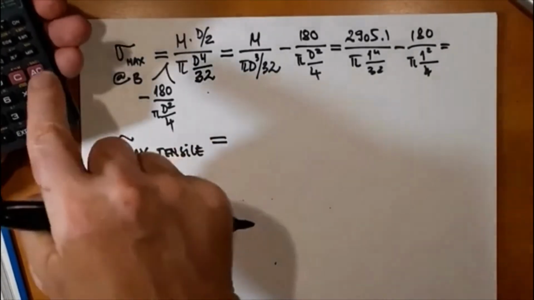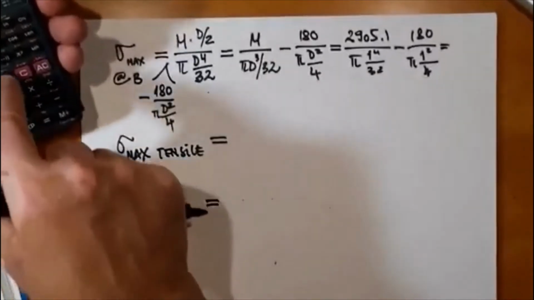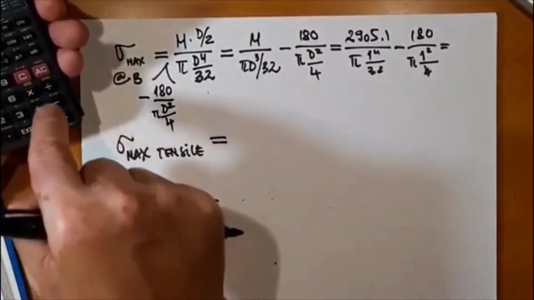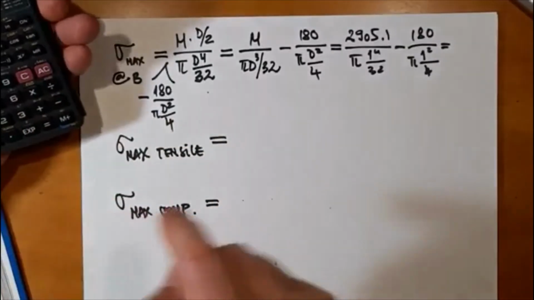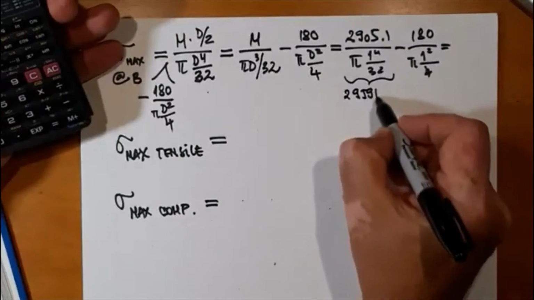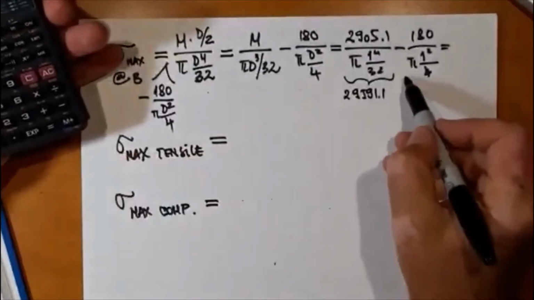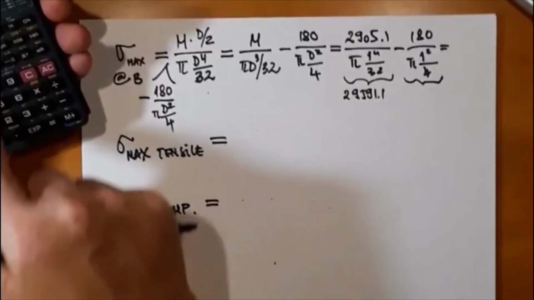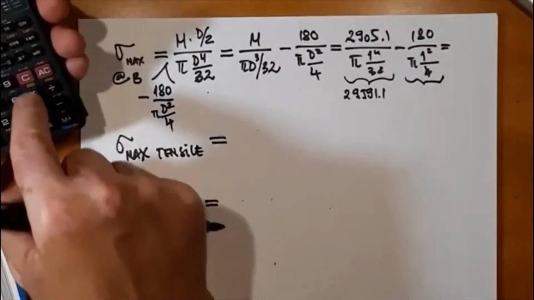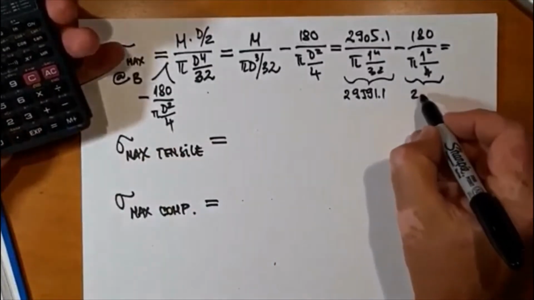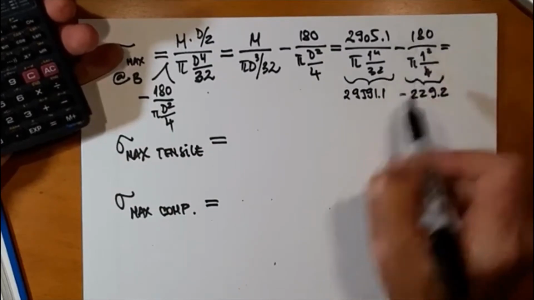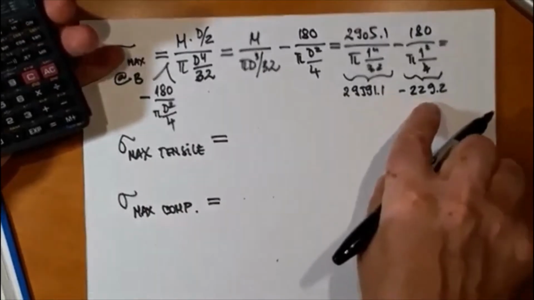Let's see their value. 2905.1 over pi times 32 equals, just this piece, 29591.1, and then this other piece, 180 over pi times 4, that's 229.2. Okay, and this was negative, so maximum tensile will be this value, negative this one.